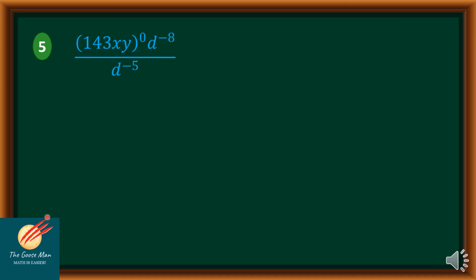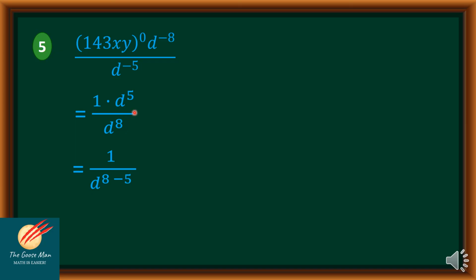So I have 143xy raised to 0, d raised to negative 8 divided by d raised to negative 5. Take note that this expression 143xy raised to 0 is equal to 1. Then I'll move this one in the numerator to make it positive. Then d raised to negative 8, I'll put it in the denominator. So I have here now d raised to 5 all over d raised to 8, because 1 times d to the 5th power is d to the 5th power all over d raised to 8.